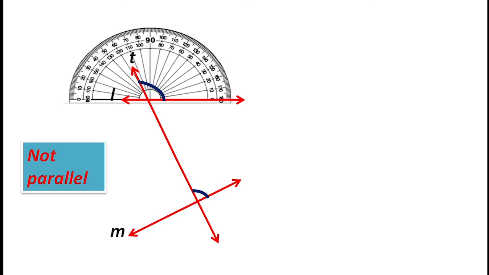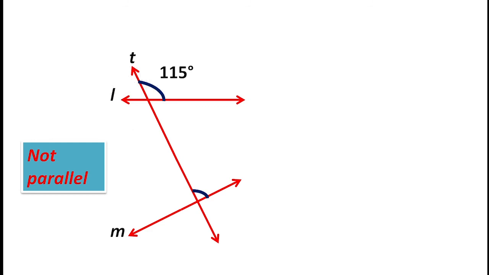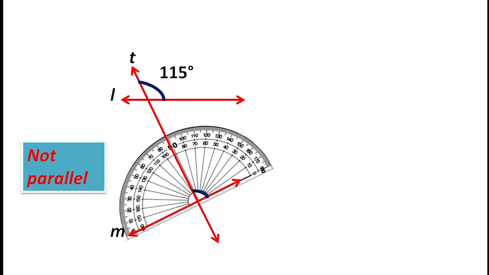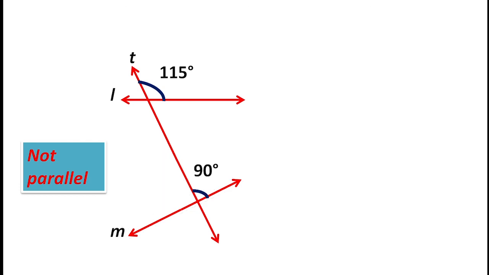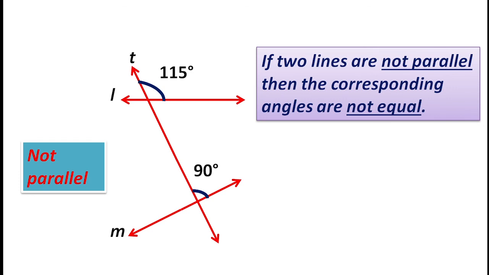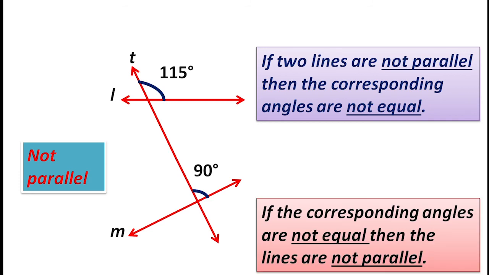See, here with the protractor I have measured and the angle measure is 115 degrees. And the other angle measure is 90 degrees. See, the measures are not equal. So if the lines are not parallel, then the corresponding angles will not be equal. If 2 lines are not parallel, then the corresponding angles are not equal. Or if the corresponding angles are not equal, then the lines are not parallel.